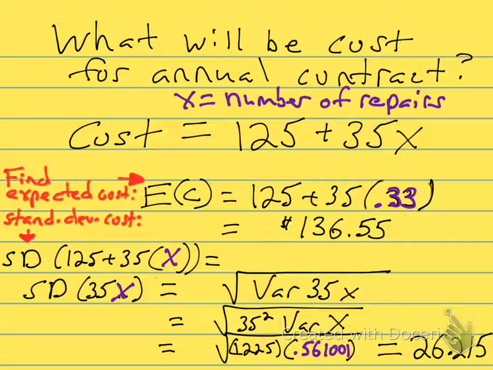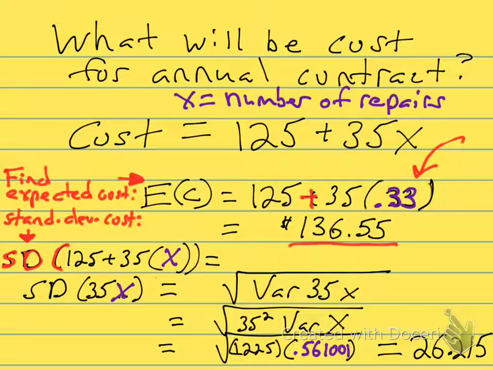A restaurant owner is going to ask, well, what's the expected cost for an annual contract? Well, since we said that the expected number of repairs is 0.33, we're going to go ahead and multiply that 0.33 times $35, because that was the cost for a repair, and add $125. That was the annual fee. So the expected cost for the freezer for a year is $136.55.